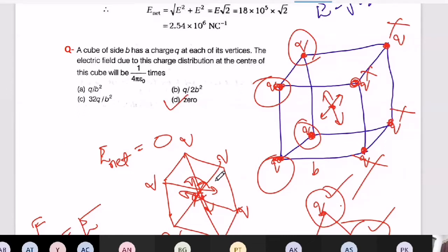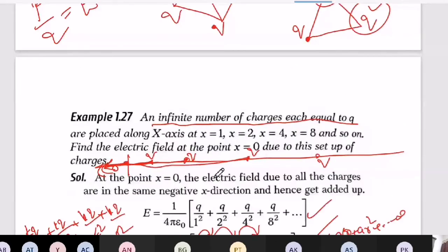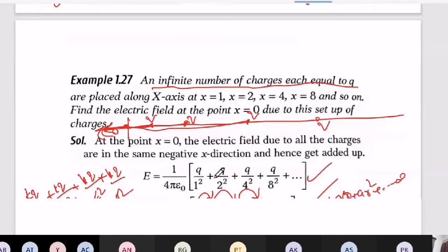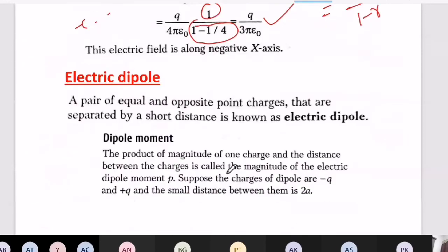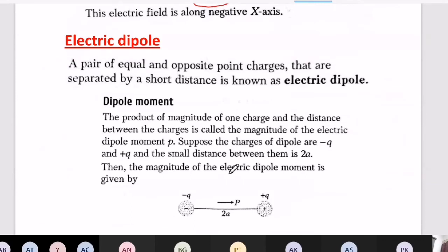So please try to take one book or one cube also, so that you can understand the meaning of diagonals. Right. Now, one last final thing today we will study, that is the introduction to electric dipole. A pair of equal and opposite point charges that are separated by a short distance is known as an electric dipole. See, here is the definition.